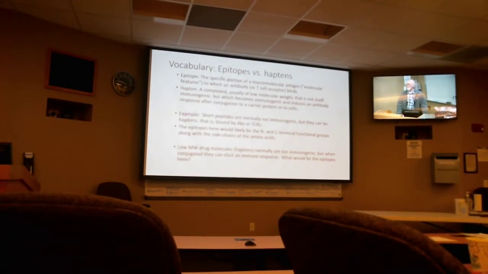So if we're trying to make monoclonal antibodies to drugs, are you going to just feed the drug to the animal and hope that you get the right kind of antibodies? No, probably not. You're going to have to do some chemistry beforehand. You're probably going to have to cross-link that drug onto your carrier protein.